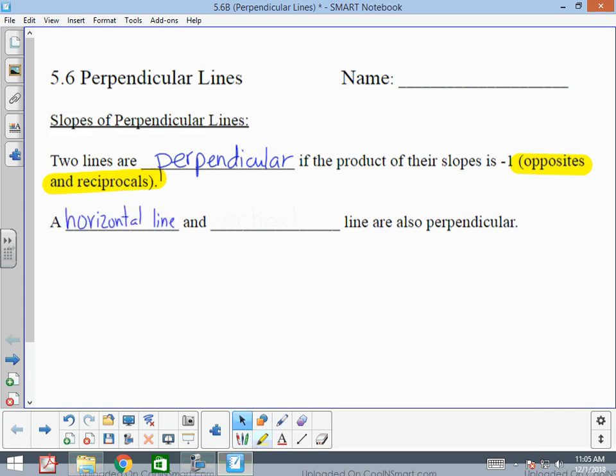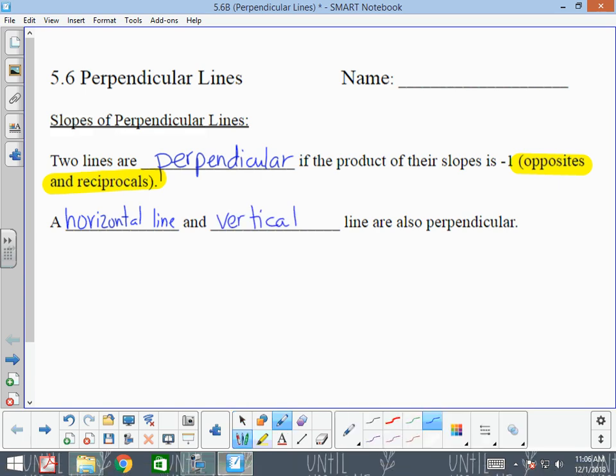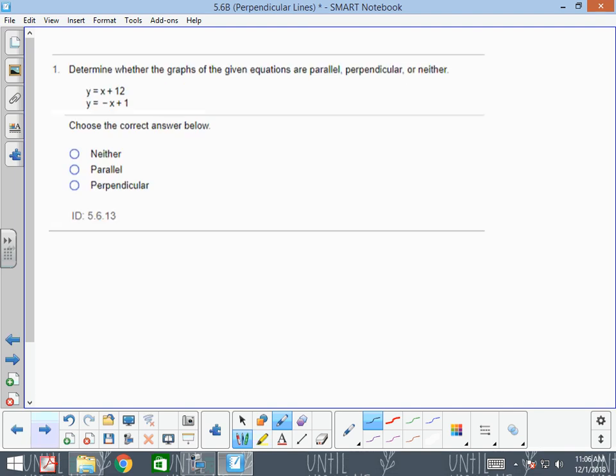So a horizontal line and vertical line are also perpendicular. A horizontal line looks like this. A vertical line looks like this, and they are perpendicular. Perpendicular means that they form a 90-degree angle. So that's what these particular lines look like in real life. A vertical line and a horizontal line are perpendicular, or any two diagonal lines whose slopes are opposites and reciprocals are also perpendicular. All right, so let's look at some examples.